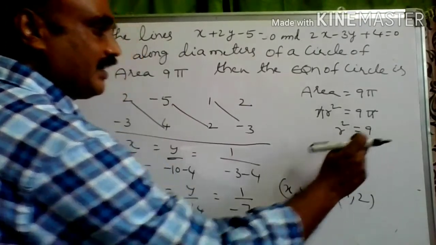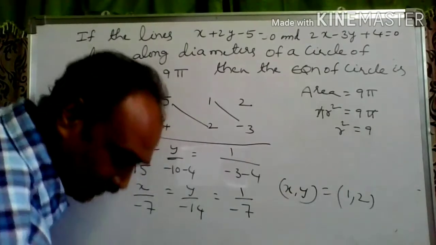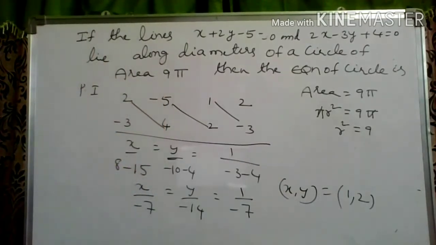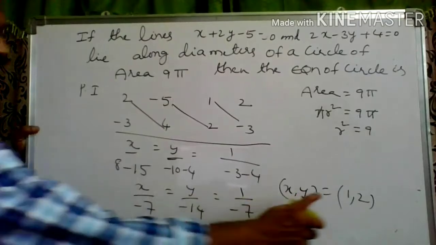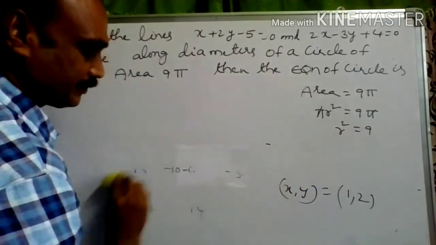R square is equal to 9. Radius is 3. Center is 1 comma 2. Radius is 3.